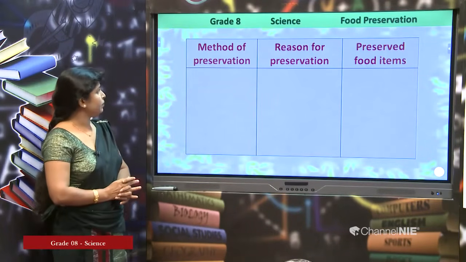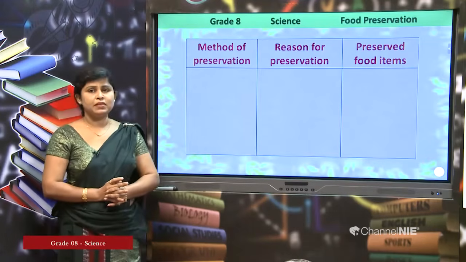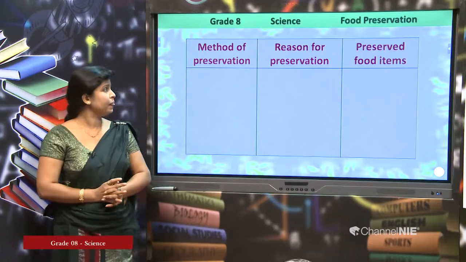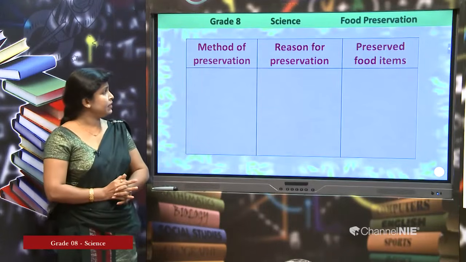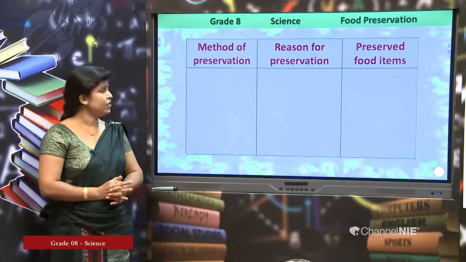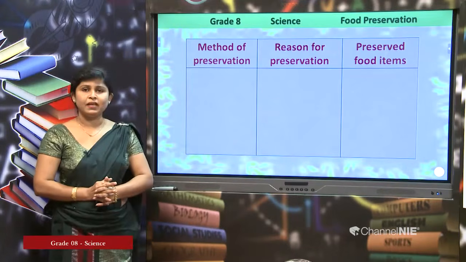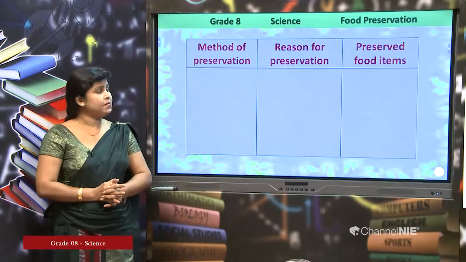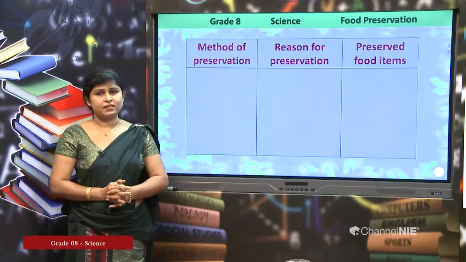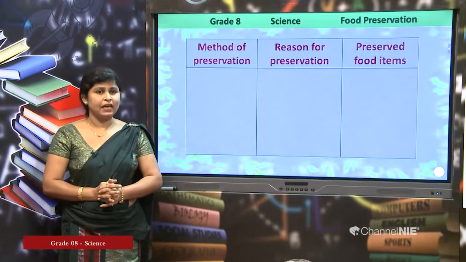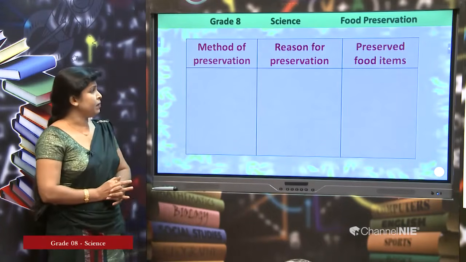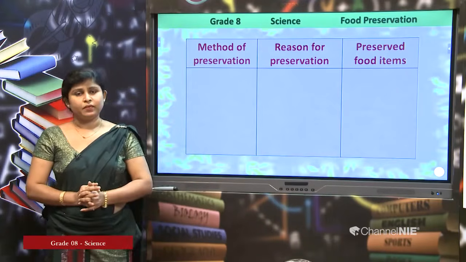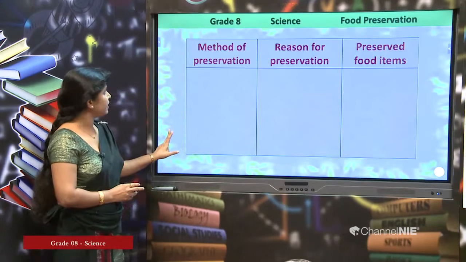In the first column, you have to write the method of preservation. I know that you have got your writing books in your hand. Then you have to write the reason for food preservation, how the food is preserved in that method. Then you have to write the food items that are preserved by those methods. I think you got the idea. Here is the table. You can complete the table while I am explaining the lesson. Right. Let us see one by one.